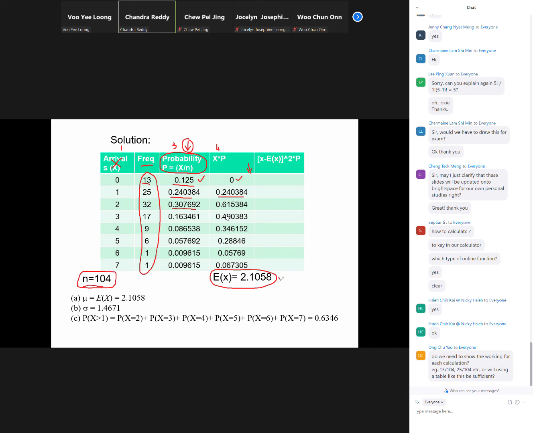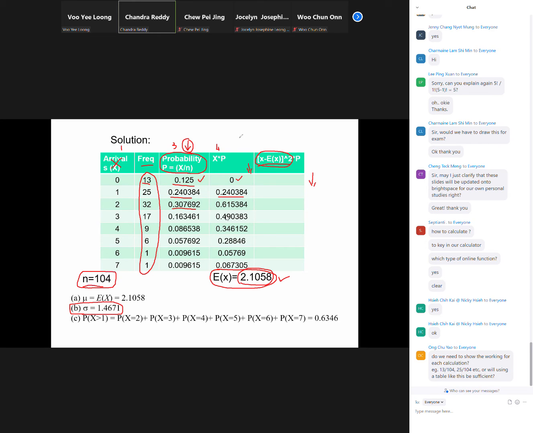In this case, I think the expected value is 2.1058, so you need to add up all the column. Then you prepare another column: X, column 1, minus expected value of X, which we calculated, the mean 2.1058. From every row you do this calculation: X minus expected value of X, whole square, multiplied by the probability, which is column 3 here. You fill up the values, add up all the values, and take the square root, and that will give you the standard deviation for the given data. In this case, the standard deviation is 1.4671.